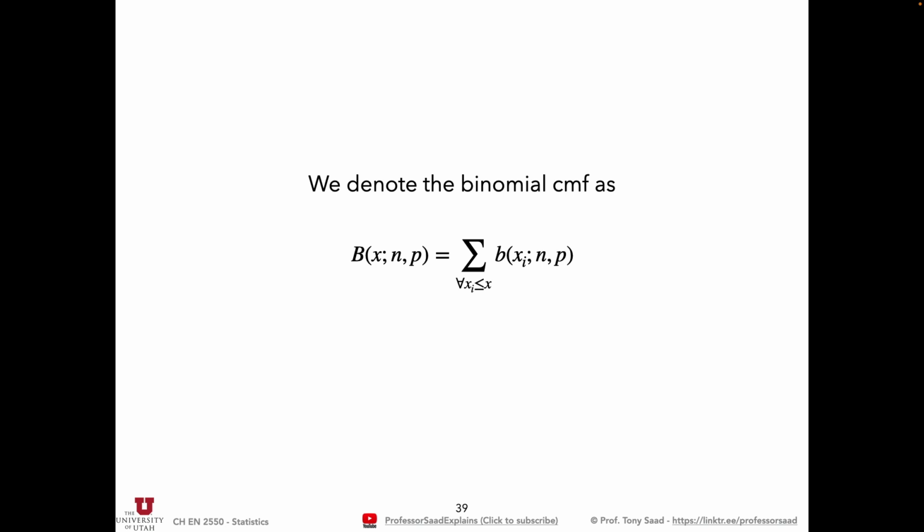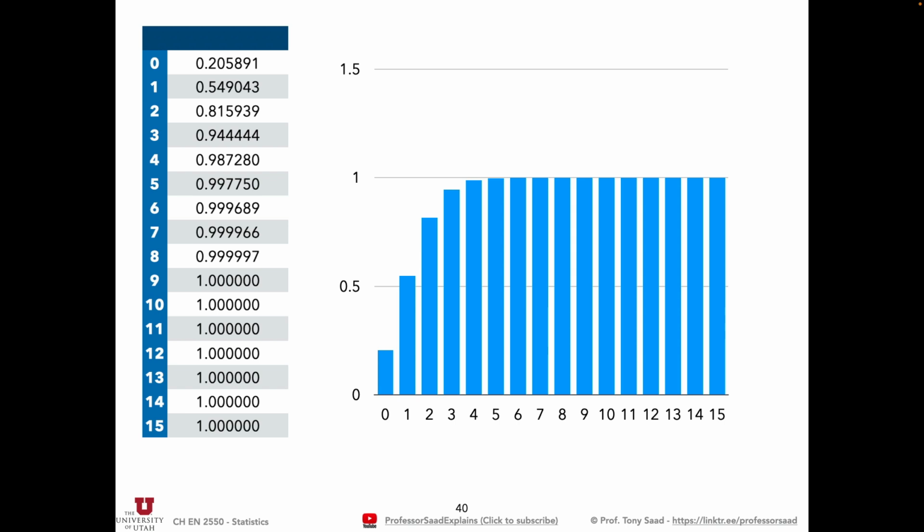Okay? And you can actually plot this cumulative mass function. It adds the probability. So this is one of the binomial distributions. And so the CMF at 0 gives you the first probability. The CMF at 1 is equal to the probability at 0 plus the probability at 1. The CMF at 2 gives you the probability at 0, 1, and 2, and so on.